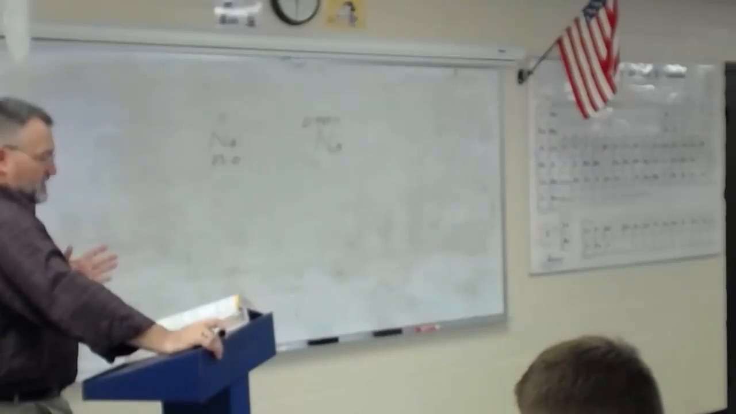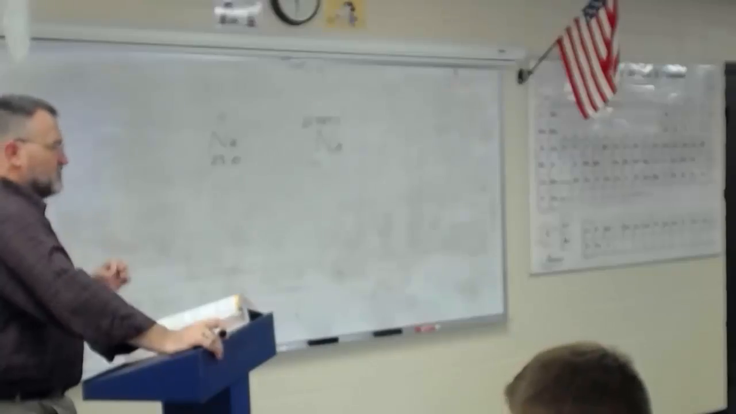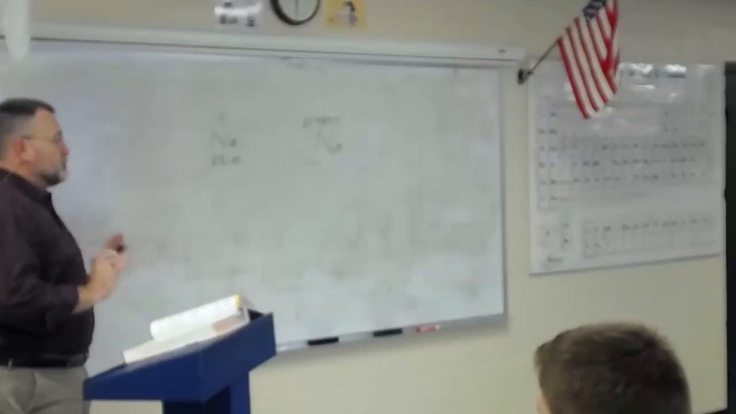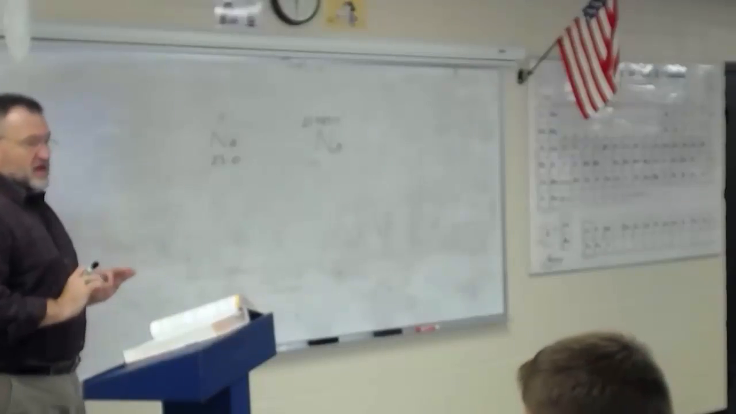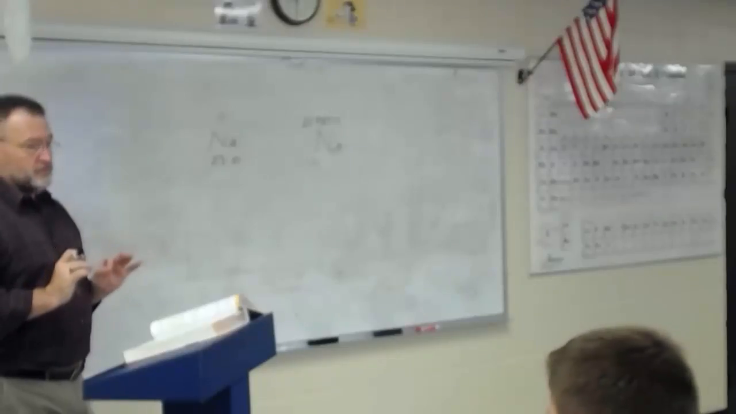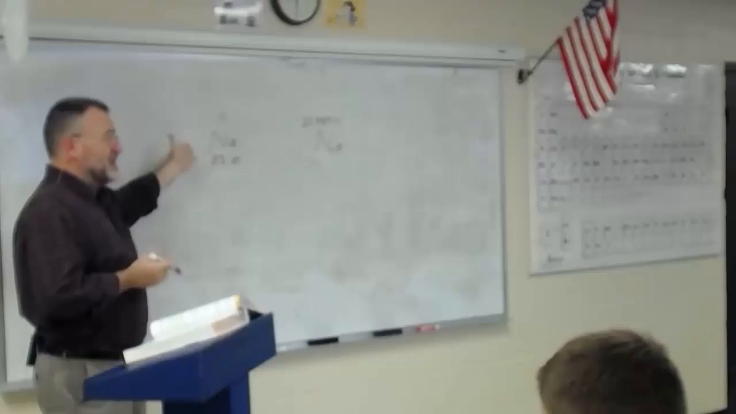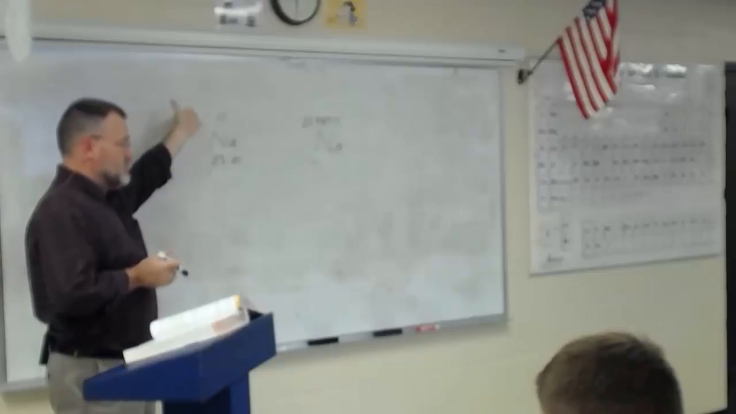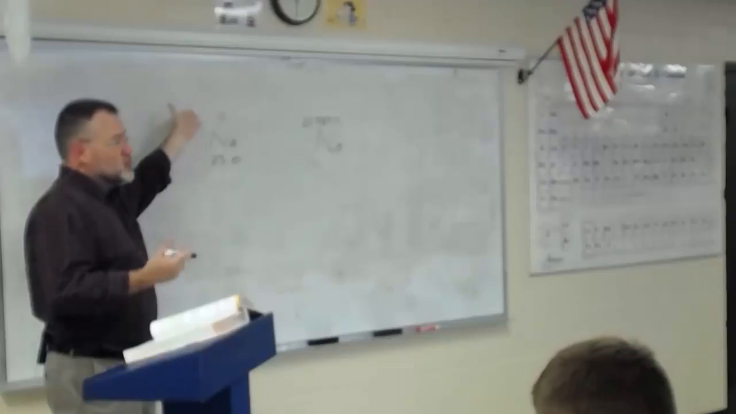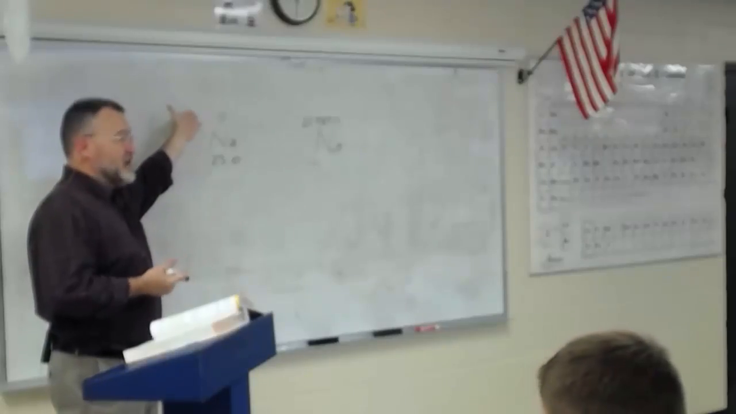The next line in your book on page 90, the second blue line, says that all atoms have an equal number of electrons and protons. And I want to qualify that for you. All neutral atoms have an equal number of electrons and protons. We're going to find out real quickly that we can have an atom of sodium that doesn't have 11 electrons. Okay? But if it doesn't have 11 electrons, it's going to have a net charge. So if it has a net charge, it's referred to as an ion.